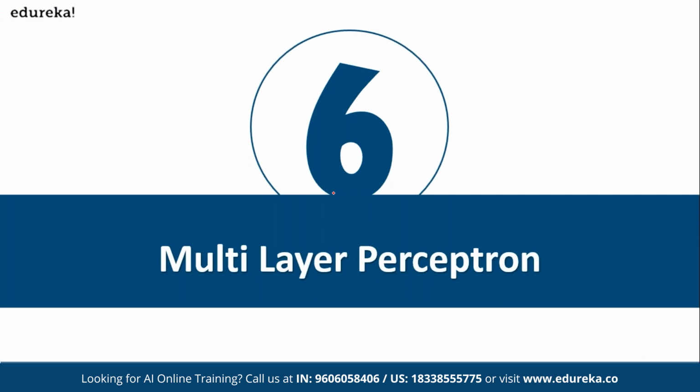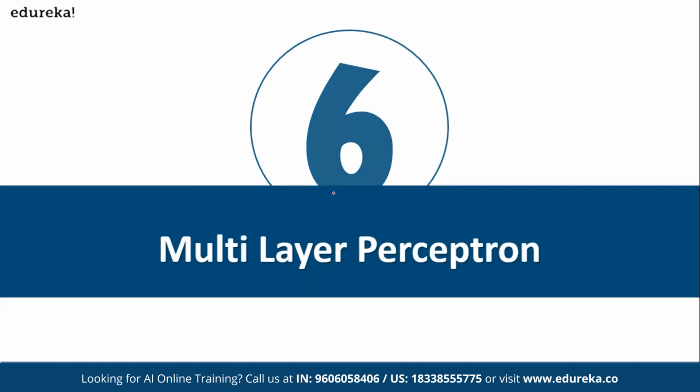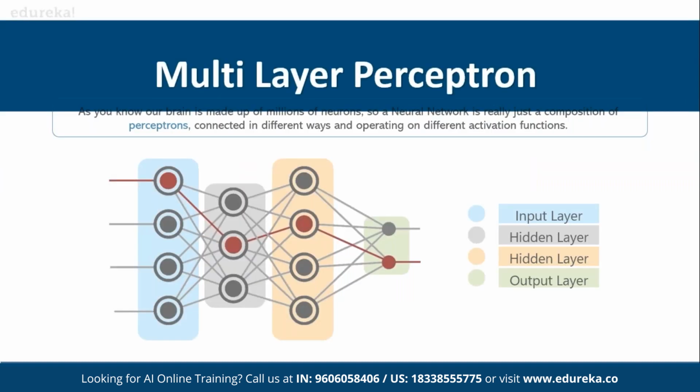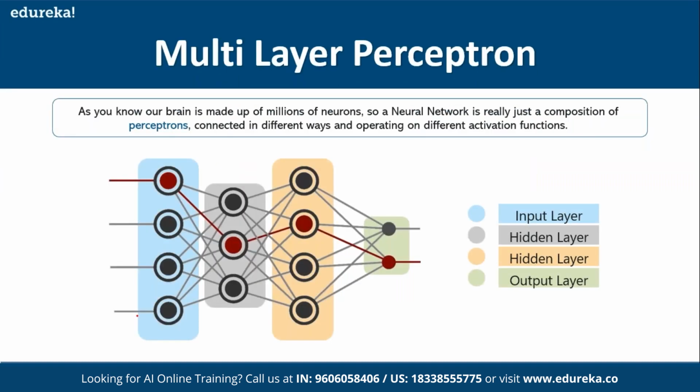So we saw a single layer, right, where we have a single input process and coming. When we combine multiple single neurons, it becomes a neural network or multi-layer perceptron. So what happens here in multi-layer perceptron? As we saw, this is our input layer, this is our hidden layer, and this is our output layer.